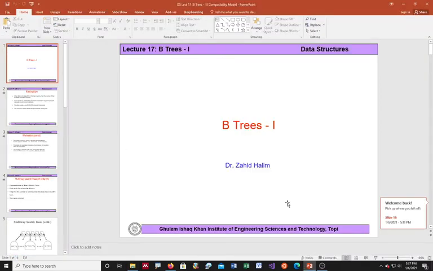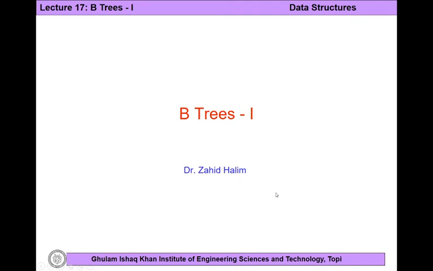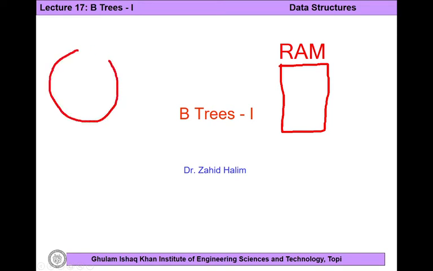So the motivation of B trees is based upon the problem that we cannot fit each and every item in the RAM, or each and every data which is available with us. Not every type of data can be stored in RAM. We need to store some of the data in the hard drive, right, in the hard disk.